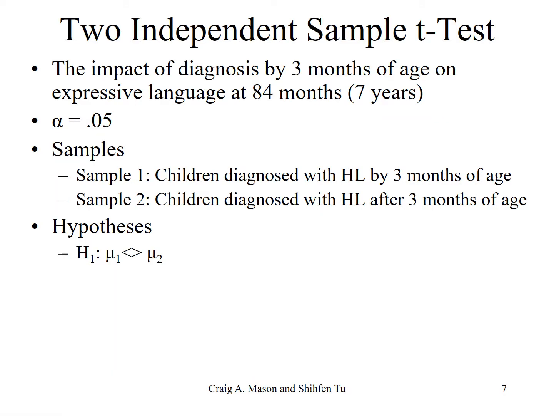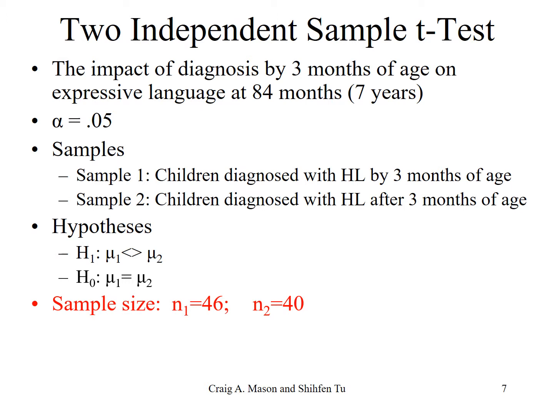For a two-tail test, our null hypothesis is therefore mu1 equals mu2. In English, our null hypothesis is that there's no difference in language scores among 7-year-old children with hearing loss based on whether they were diagnosed by 3 months of age or not. For our data, we had 46 children who were diagnosed by 3 months of age and 40 children who were diagnosed after 3 months of age.